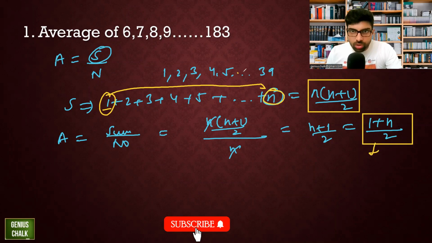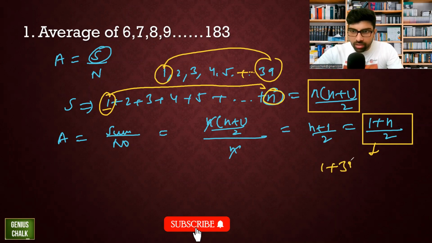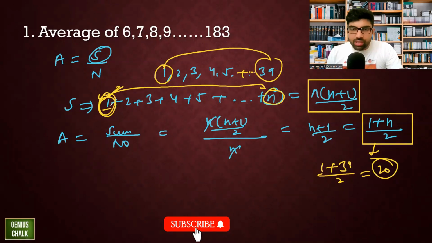So if I ask you from 1 to 39, what is my average? The first number is 1, the last number is 39. The sum 1 plus 39 divided by 2 is 20. So 20 is going to be my average. This is for a series or sequence that starts with 1. Now in this question, you can see the series is not starting with 1.